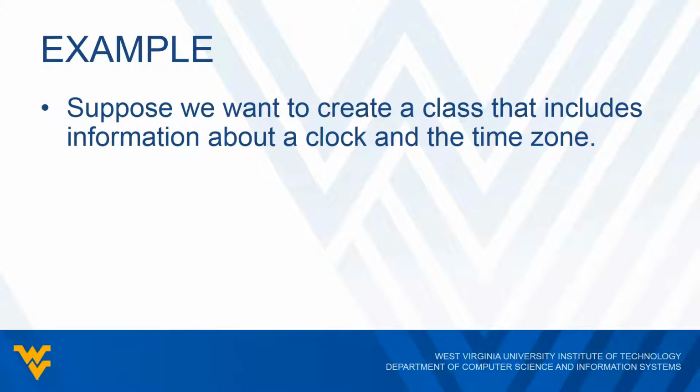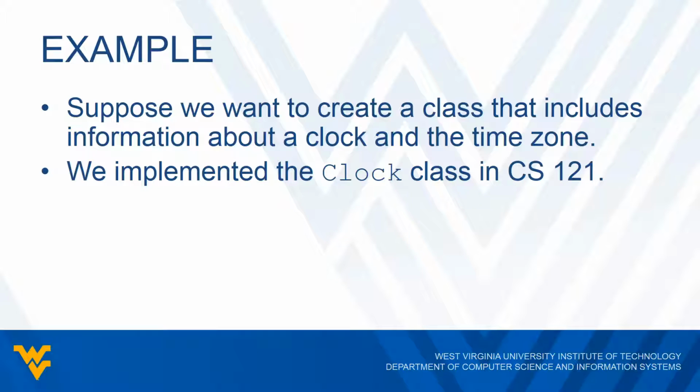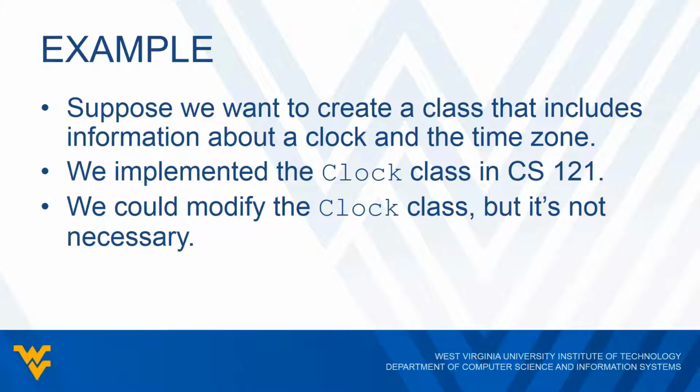Let's say we want to create a class that includes information about a clock. So the hour, the minute, the second, changing the hour, minute, second, and so forth. But we also want to include information about the time zone. Well, if you remember in CS 121, we've already implemented a class that involves the clock, which we call the clock class. And we spent a good amount of time describing all of the attributes and the methods associated with that class. So one thing we could do is go back to that clock class and make changes to it and add the information about the time zone.